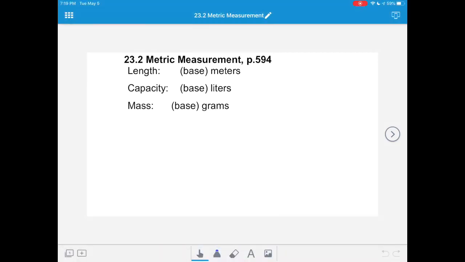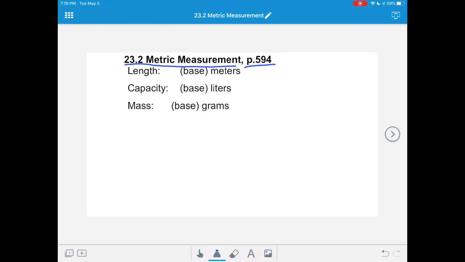Hi, fourth grade. We're going to continue our math lessons. Today, we're going to be working on lesson 23.2, the metric measurement system. This will be coming from page 594 in your math textbook. Please take out your math book and your journal, get your journal labeled so that we can get ready to go.